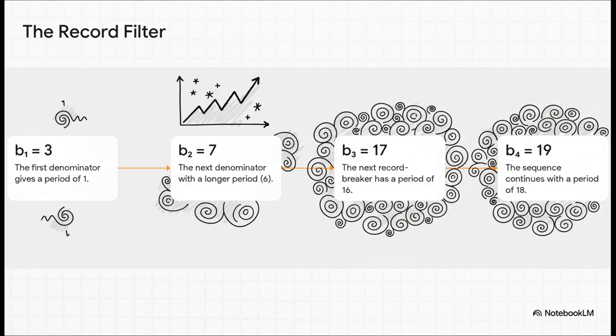We start with the smallest denominator, 3, which gives us a period of 1. Okay, our first record. Now what's the next smallest number that gives a longer period? That's 7, with a period of 6. New record. After that, it's 17 with a period of 16. Boom, new record. Then 19 with a period of 18. See the pattern? We only care about the next number that shatters the old record.